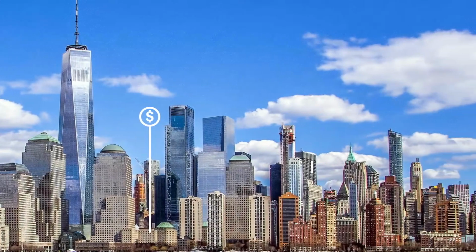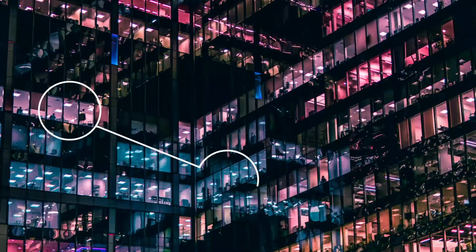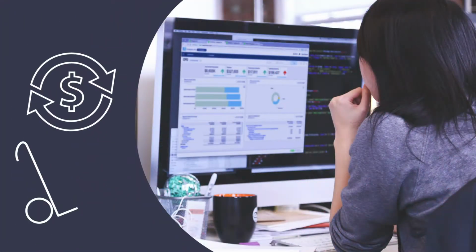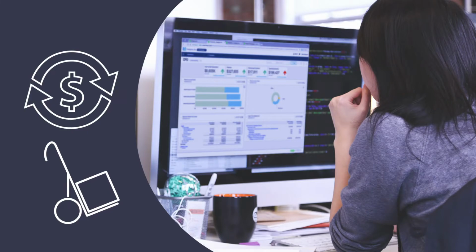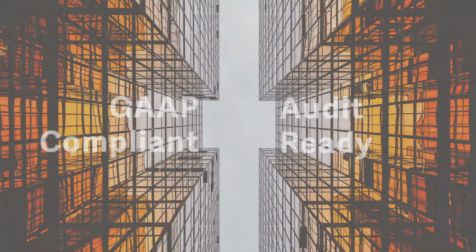Are you ready to answer hard financial questions across all your business entities? Do you struggle to consolidate information across multiple business units? Can you perform real-time analysis on combined financial and operational information? Are tough decisions documented in the context of your business information for future reference? Are you GAAP compliant and audit ready?